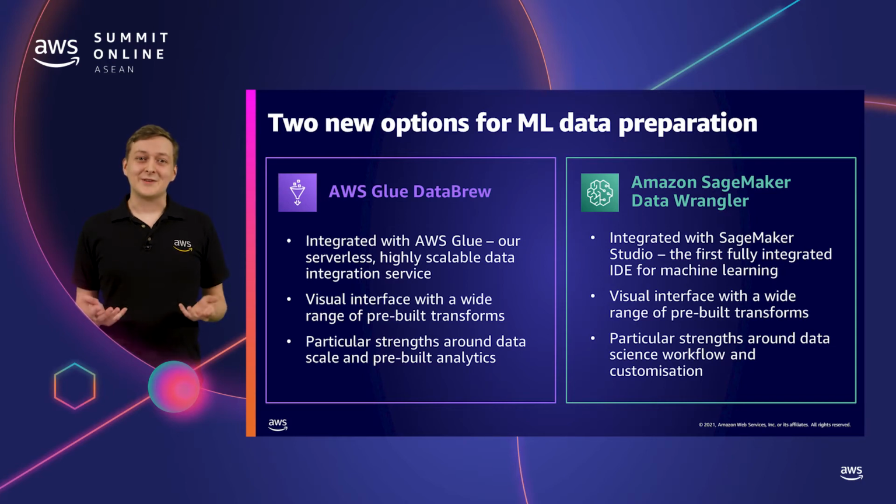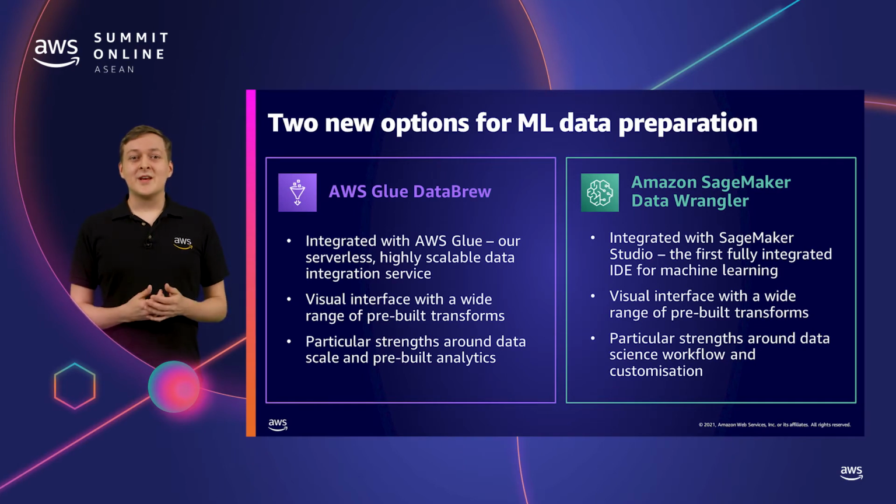So to help both types of user accelerate projects, AWS launched 2 new services at re:Invent last December, AWS Glue DataBrew and Amazon SageMaker Data Wrangler. Both offer visual interfaces for interactively building and running data preparation sequences, and both offer hundreds of pre-built transform options. But while Glue DataBrew is integrated with AWS Glue, our serverless ETL service, and has particular strengths around scaled data processing and pre-built analytics, SageMaker Data Wrangler is directly integrated into SageMaker Studio, our holistic IDE for machine learning, and has a range of more data science-specific features.